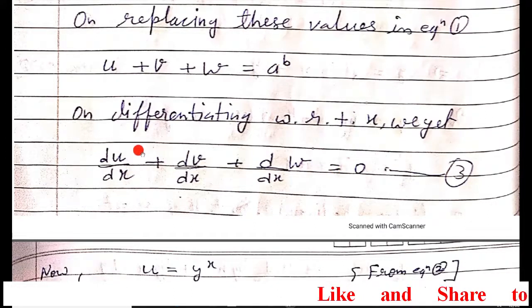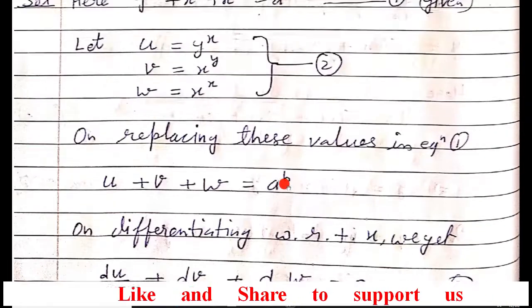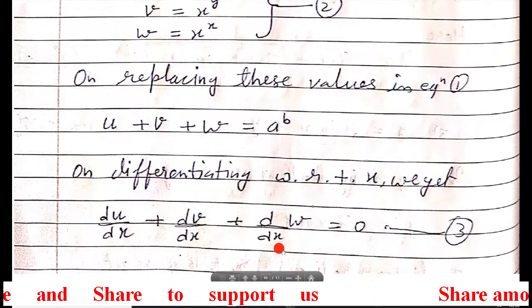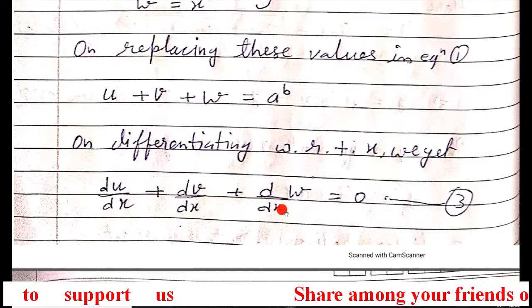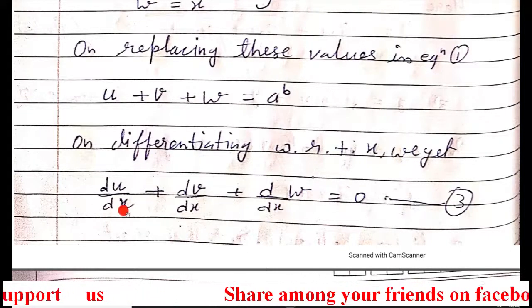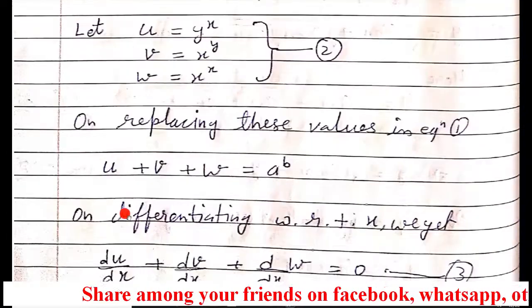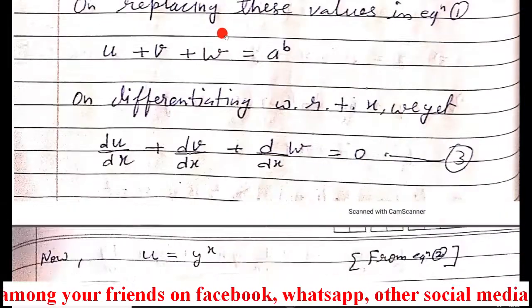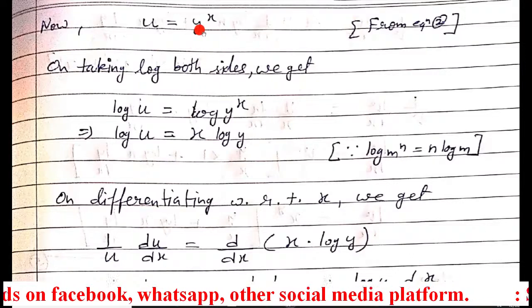Now we need the values of du over dx, dv over dx, and dw over dx, which we'll obtain from here. And after obtaining these derivative values, we'll replace them in equation 3, and that is going to be our answer. So we'll first find du over dx. To find du over dx, we'll take the help of u, that is y to the power x. So we start with u is equal to y to the power x.